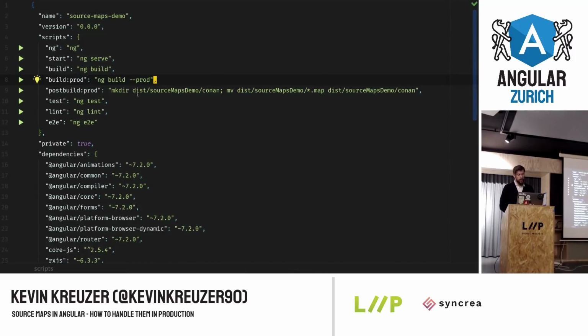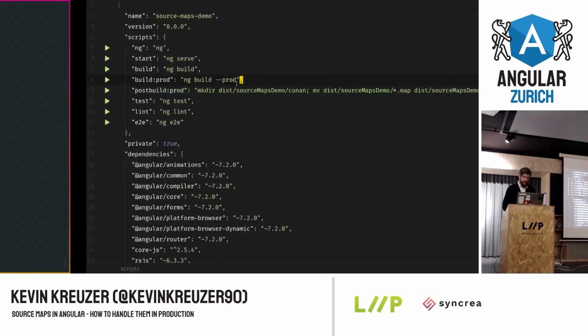And what we do now is inside our directory, we create another directory, which is called Conan. This comes from an anime about an Asian detective called Conan, therefore we call it Conan. And then we just move the source maps to this folder. If anybody knows how to do this command more nicely, I would be curious or glad to know, because I haven't found a module that creates a folder and moves stuff there.